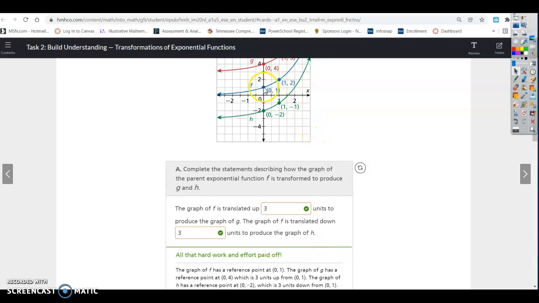So again, it's just taking the parent function, shifting it up 3, and then shifting it down 3, and that gives you 3 functions in a family of functions where the parent function is f.